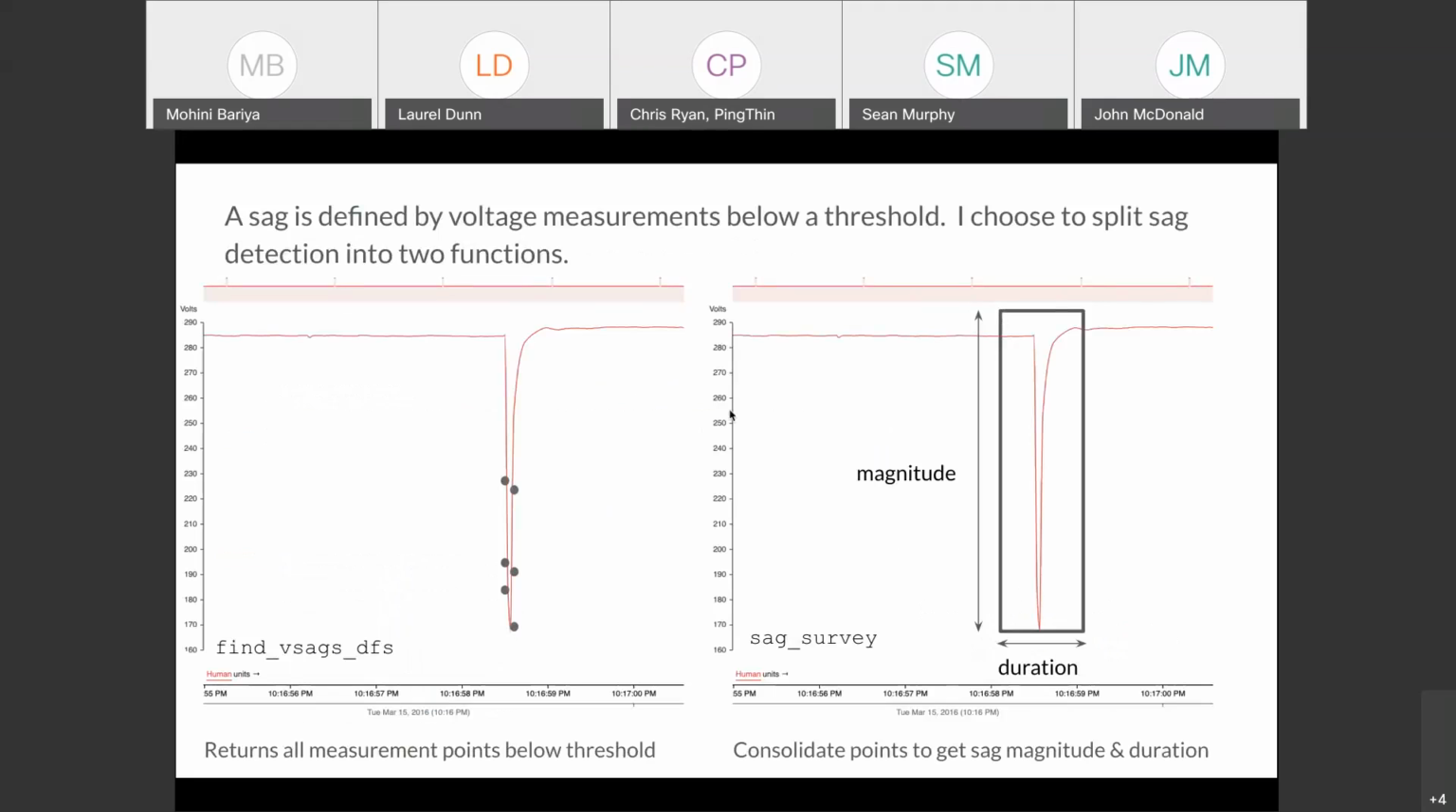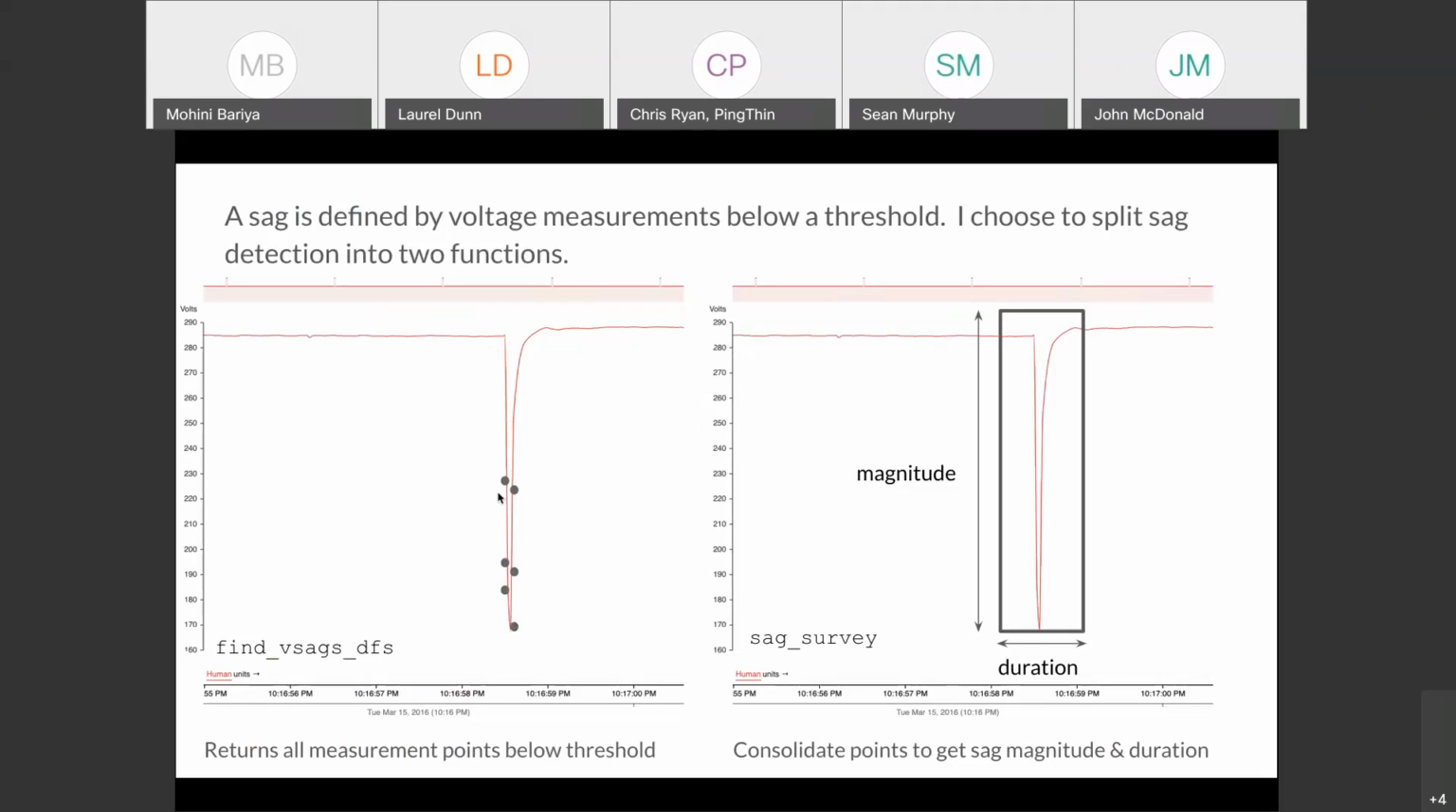So based on what I know about sags and based on my exploration of sags, I see that a voltage sag is defined by voltage measurements below a certain threshold. And I'm going to develop an algorithm to detect sags in 2 parts. So in the first part, which I'm visualizing on the left, I'm going to find any points belonging to a voltage sag. So any points where the voltage is below a threshold that I'm going to specify. So for example, for this sag shown in red, in this first part, I'm going to return the set of points, all these gray points that are below my threshold.